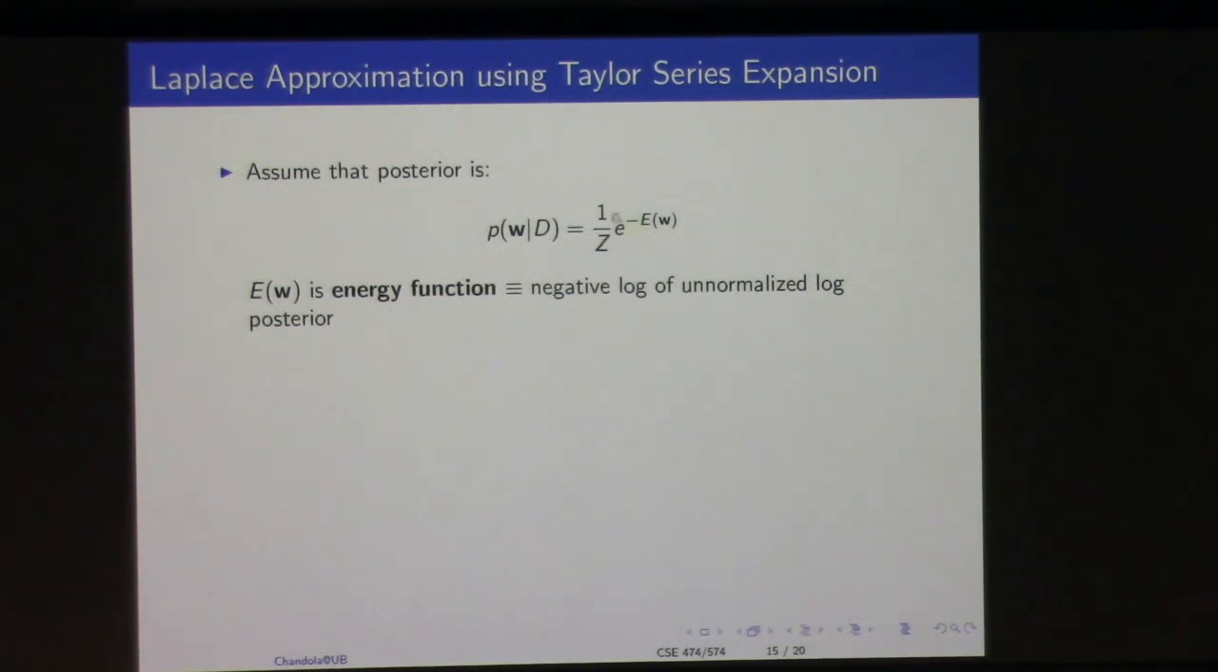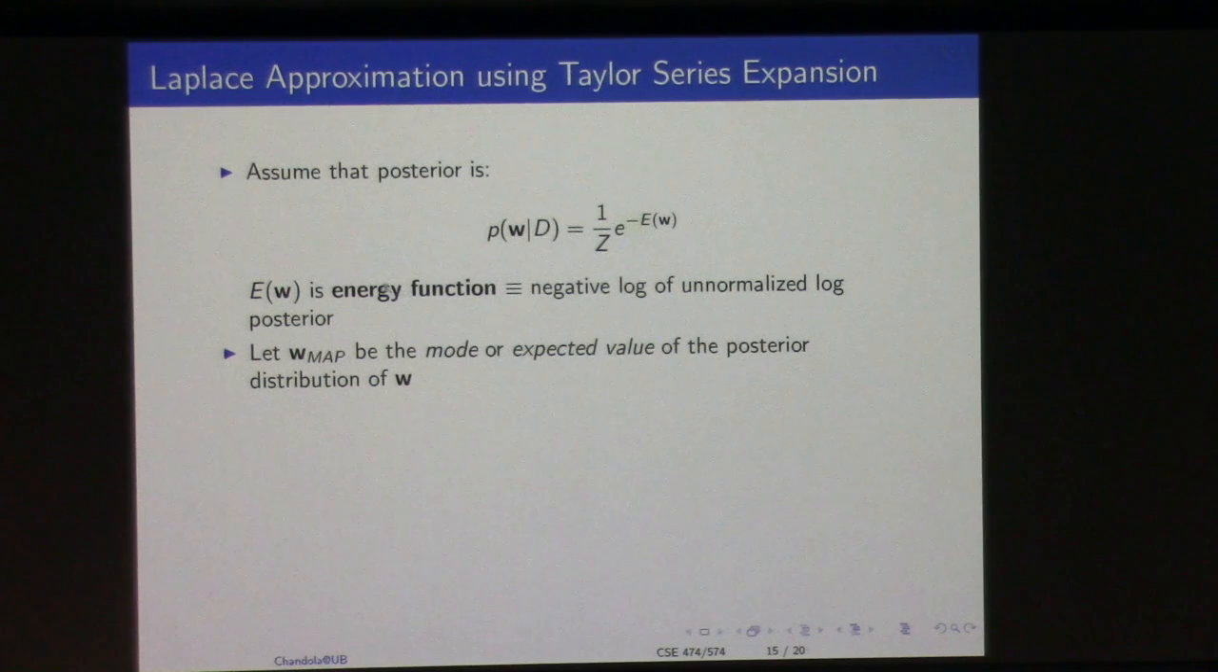There is some constant term here, some normalization term, and there's an exp term raised to some energy function E of W. So there's some function here, and typically we say this is the energy function. All right, so we assume this is the form. Then we say, okay, we know what the MAP is. Whatever this distribution is, I know what the MAP is. Now I want to go back and find P of W given D.